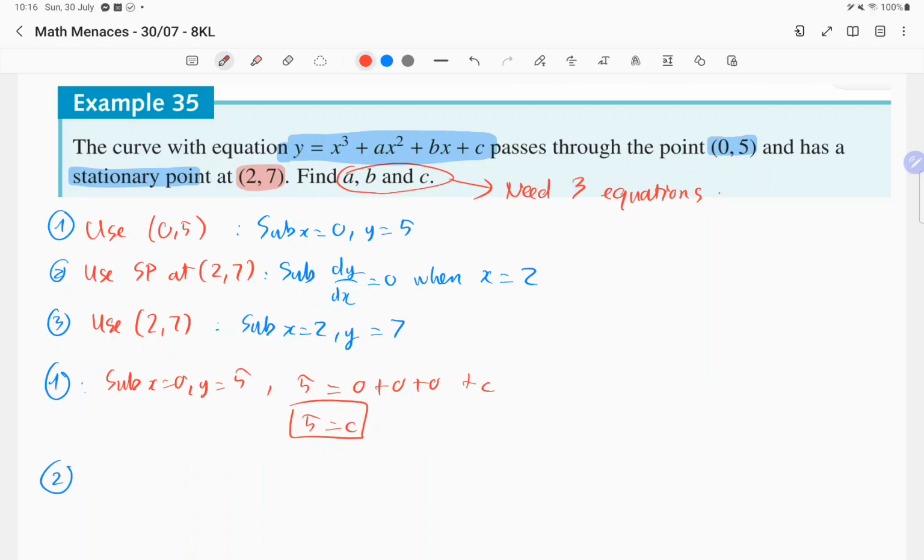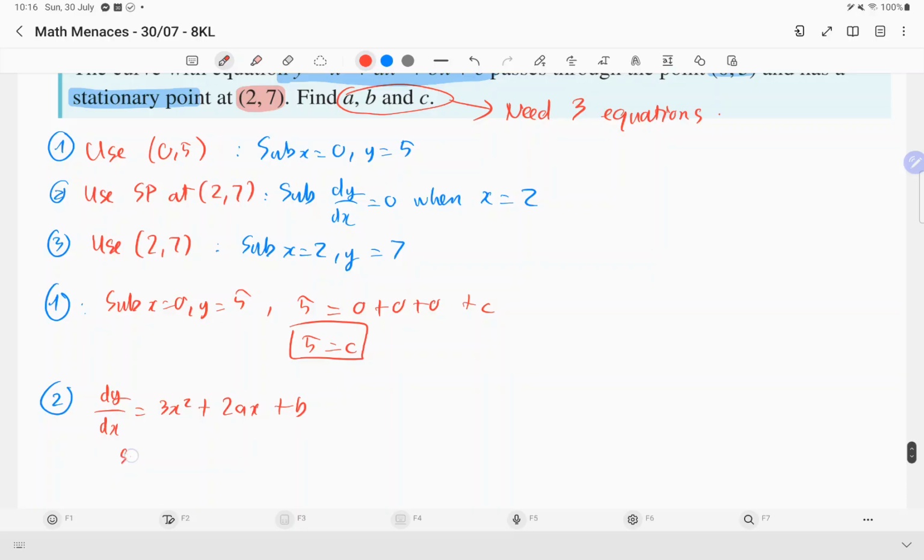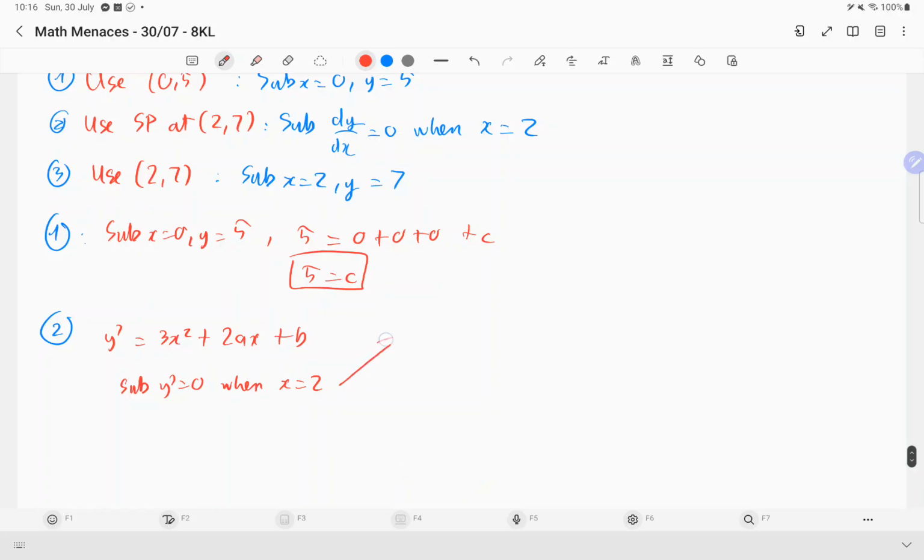Step 2, we need to substitute dy/dx equals to 0 when x equals 2. So we actually need to derive it first. We need to find the dy over dx first. So that's 3x squared plus 2ax plus b. Okay, and then you can write this as y dash, sub y dash equals to 0 when x equals to 2. Right? Then what you would get would be 0 equals to 3 times 4 is 12 plus 4a plus b.